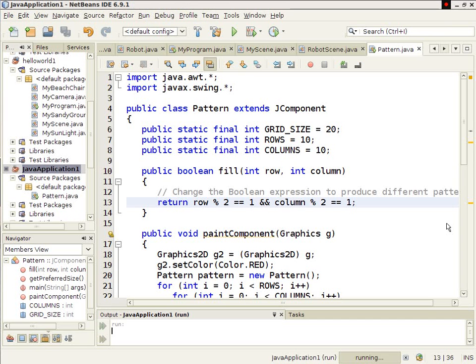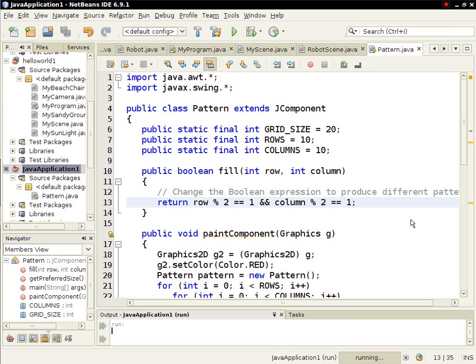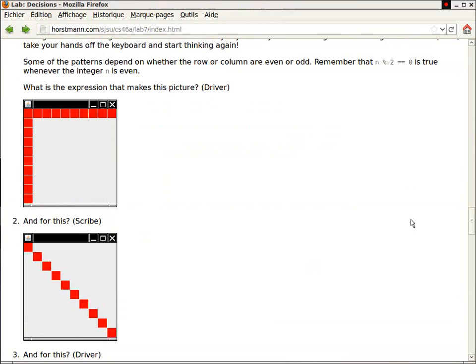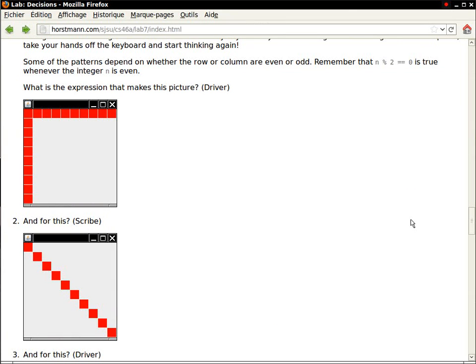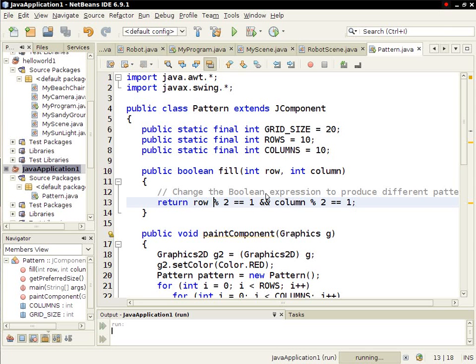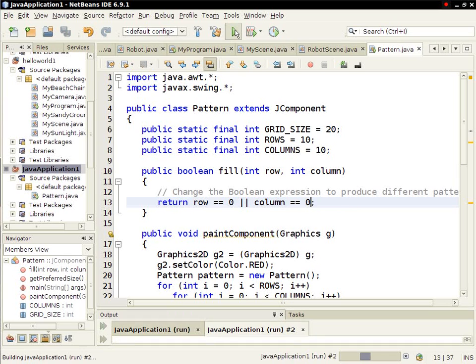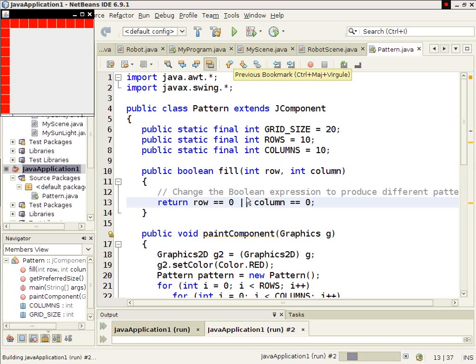So, how do I do the first pattern? The first one was the one over here. Row equals zero. Column equals zero. And or? Or. Okay. So, row equals zero or column equals zero. Let's try it. And here it is. Okay.